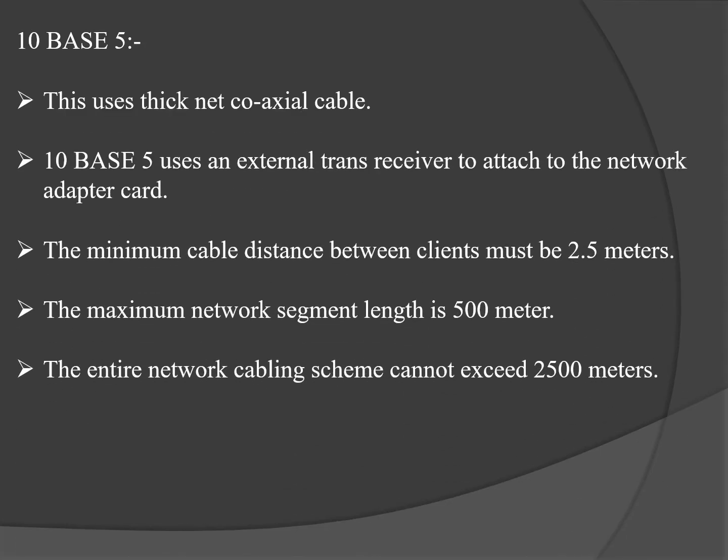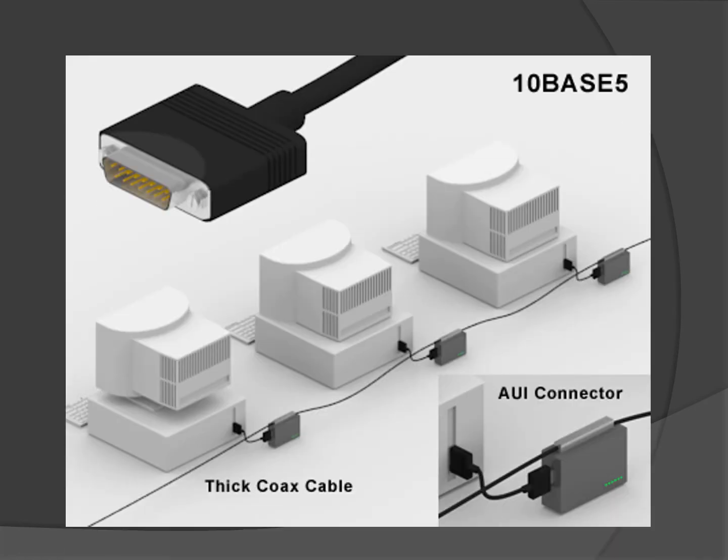Let's study. This uses thicknet coaxial cable. 10 base 5 uses an external transceiver to attach to the network adapter card. The minimum cable distance between clients must be 2.5 meters. The maximum network segment length is 500 meters. The entire network cabling scheme cannot exceed 2500 meters. So this is the diagram of 10 base 5.